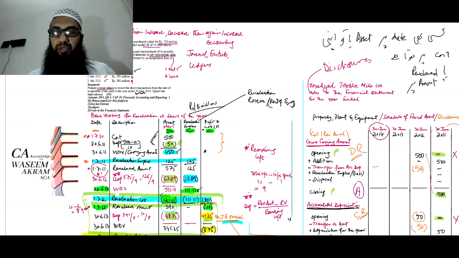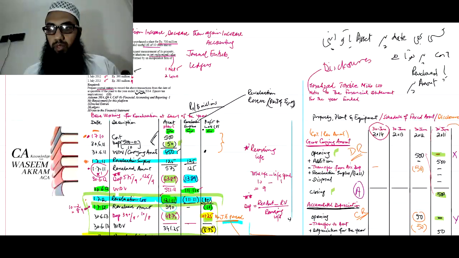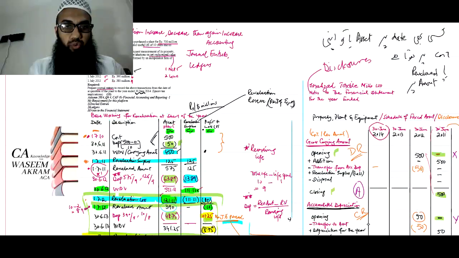Asset account has debit nature and accumulated depreciation account has credit nature. So accumulated depreciation debit, so we will less from here, and asset credit so less from here too. Next we have to do this journal entry, asset debit and revaluation surplus credit.